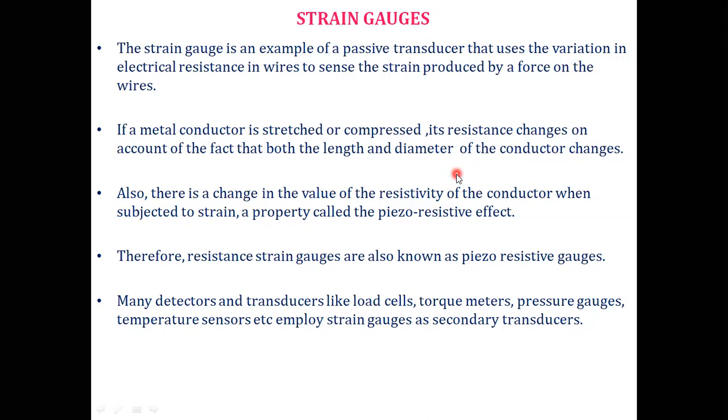Today's topic is strain gauges. This is the example for passive transducer. Strain gauge is an example for passive transducer that uses the variation in the electrical resistance in wires to sense the strain produced by a force on the wires here. If a metal conductor is stretched or compressed, its resistance is going to be changed.